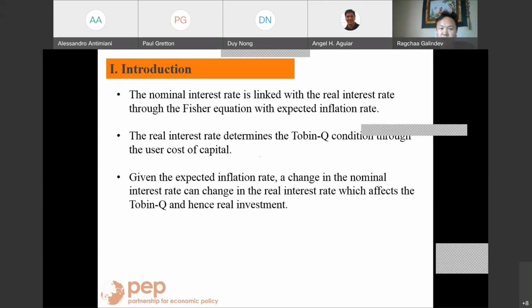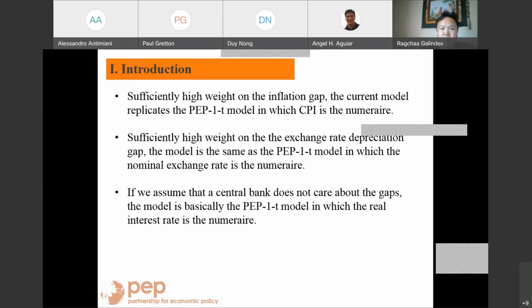The nominal interest rate is now linked with the real interest rate through the Fisher equation and the expected inflation rate. The real interest rate determines Tobin's Q and the user cost of capital. Given the expected inflation rate, a change in the nominal interest rate can change the real interest rate, which affects Tobin's Q and hence real investment. And then it's going to have some real effects.